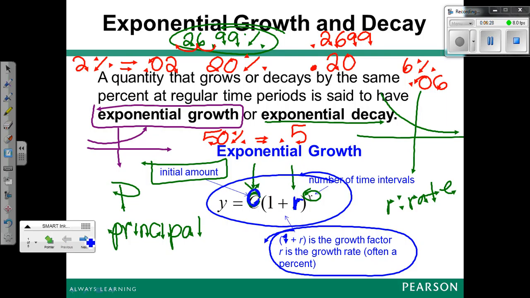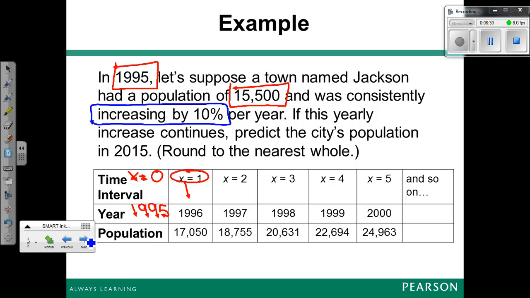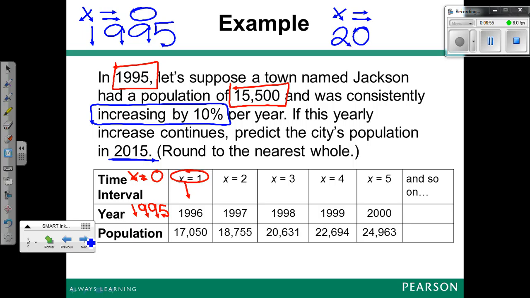All right, very good. So now the question is, predict the population in the year 2015. This is when you have to think: if x equals 0 is representing the year 1995, what value of x will be represented by 2015?